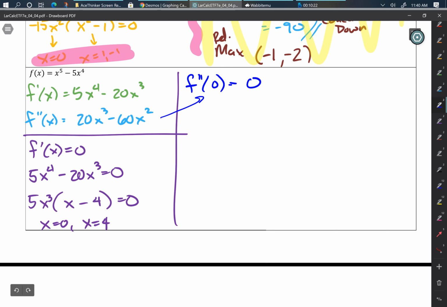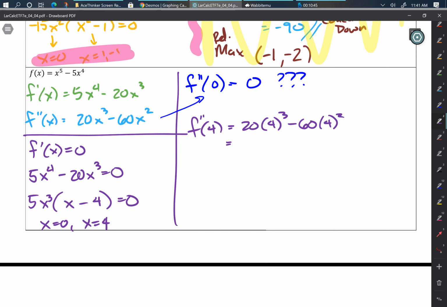So do you see how we have the same issue? Okay. So this is a big fat I don't know. Now we'll check the other one. What is f double prime of 4? That is going to be 20 times 4 cubed minus 60 times 4 squared. 4 cubed is what? 4 times 4 is 16 times 4 again.